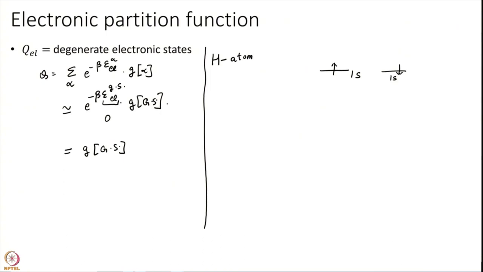So with that, basically your degeneracy is 2. Every time you have an unpaired electron, your degeneracy becomes more than 1. So your q electronic is equal to 2.